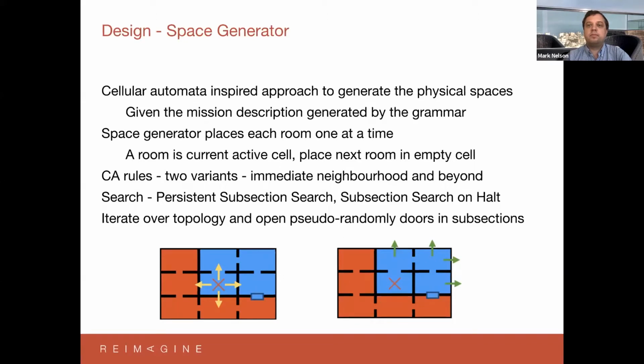We use two variants of the rules. In the first variant, only the immediate neighbourhood is considered. In the second, we search in a randomly selected direction branching from the current section. We call this a subsection search, and it allows the space to appear as though it is growing around a natural cluster. We test two search approaches, a persistent subsection search that always uses the subsection search, and a subsection search on halt that uses the subsection search when the local search fails.